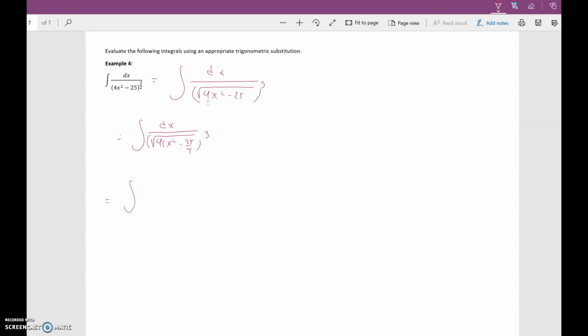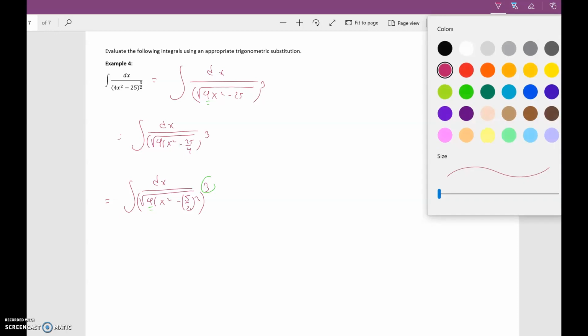And this actually leads us to dx over, I'll take out the 4 in a minute, the square root of 4 times x squared minus 5/2 to the second. And we still have a to the third power. So let me take out that 4. As it comes out of the radical, it's going to come out as a 2. But don't forget that you have a 2 to the third.